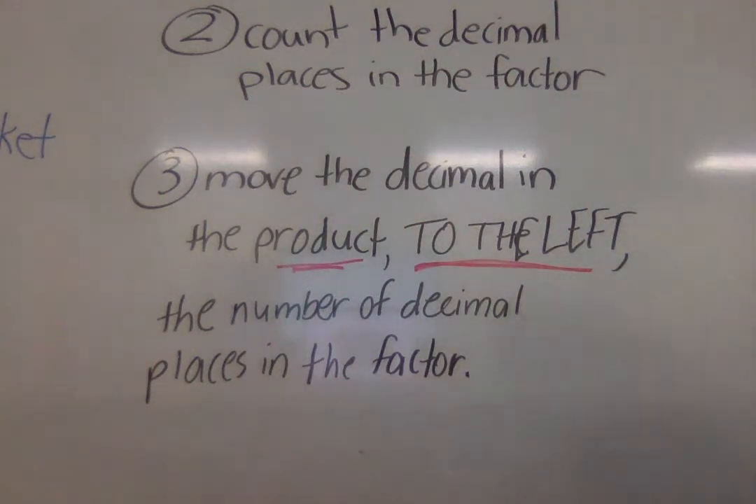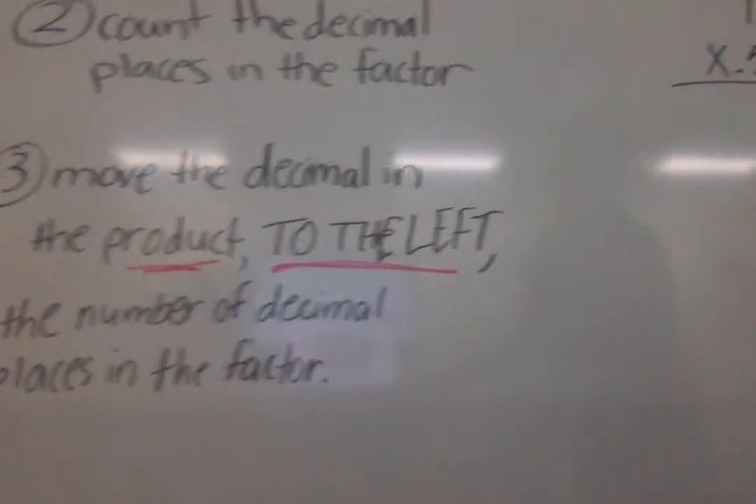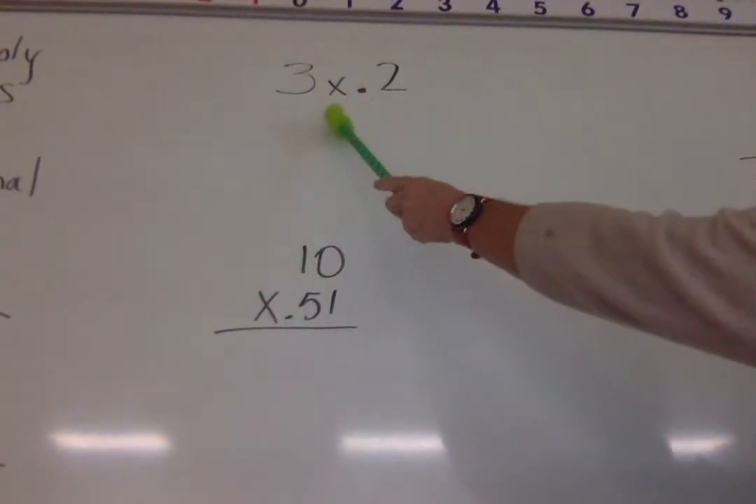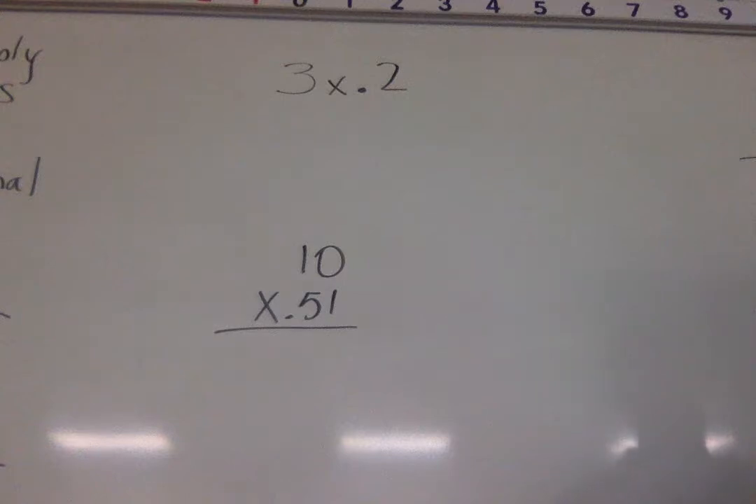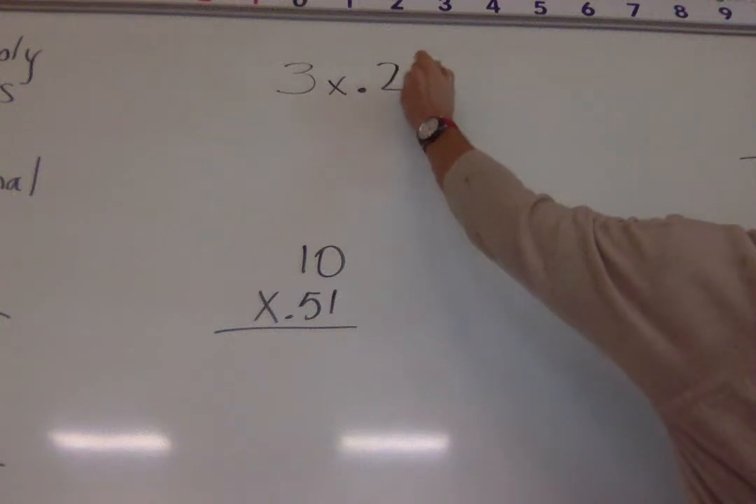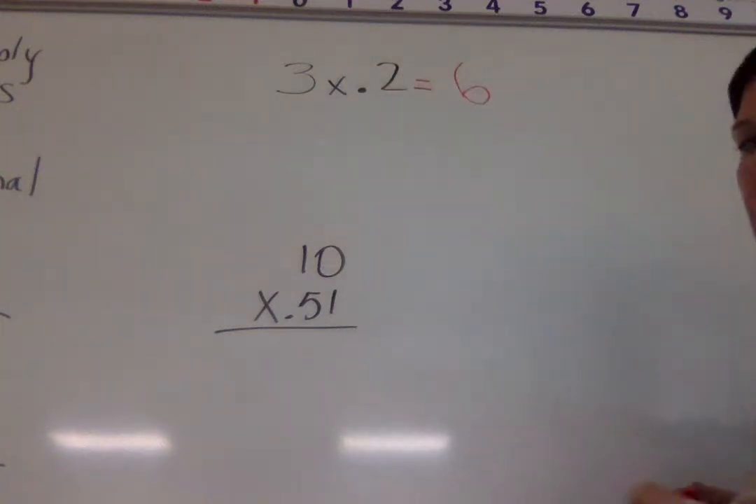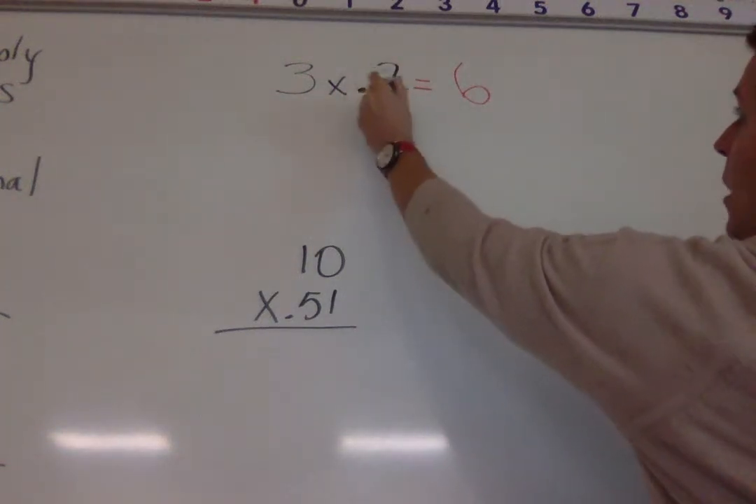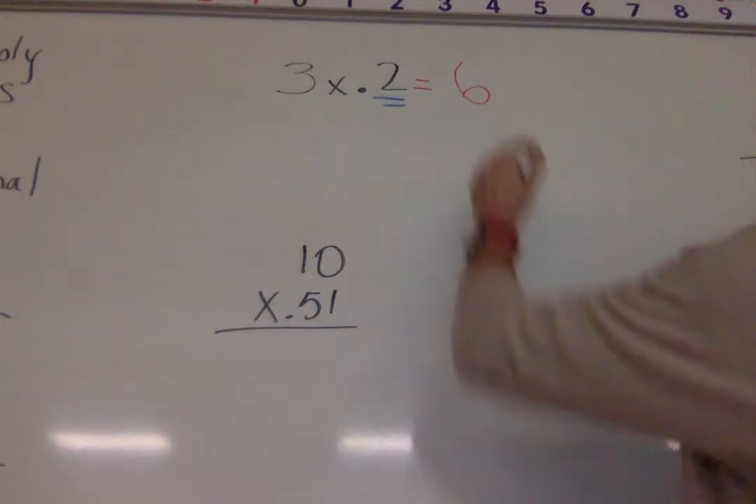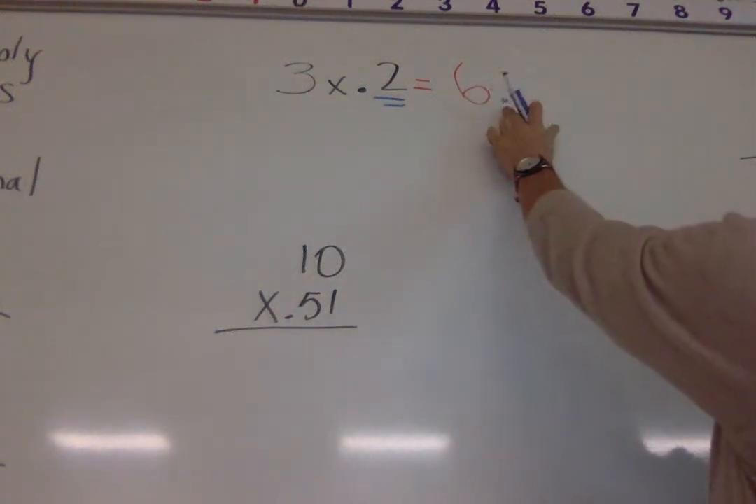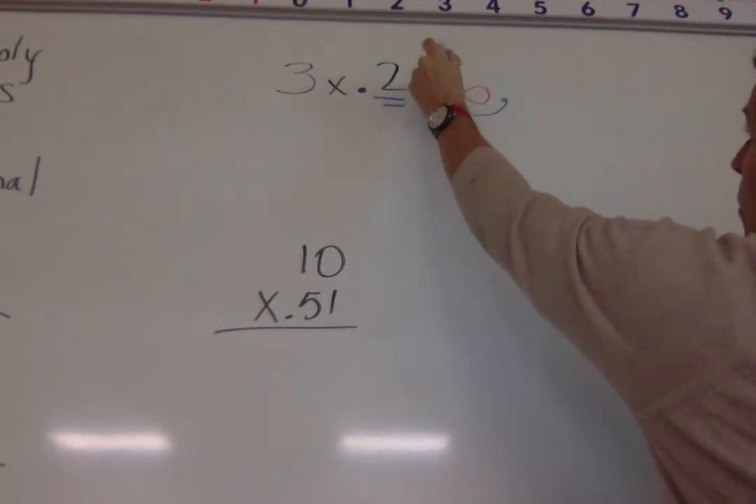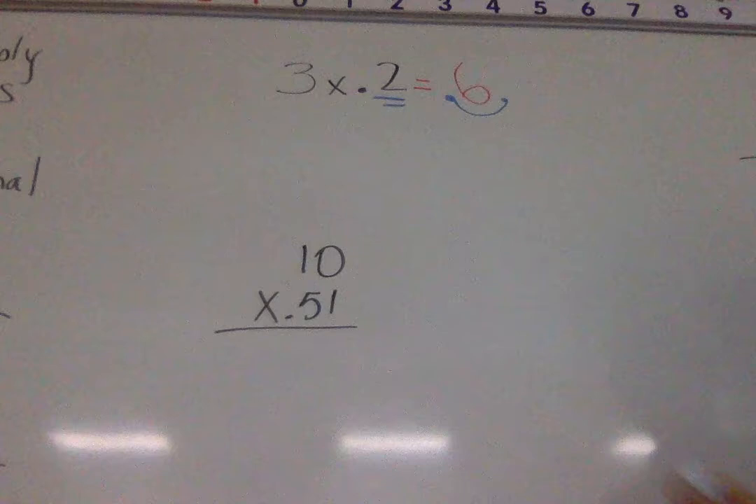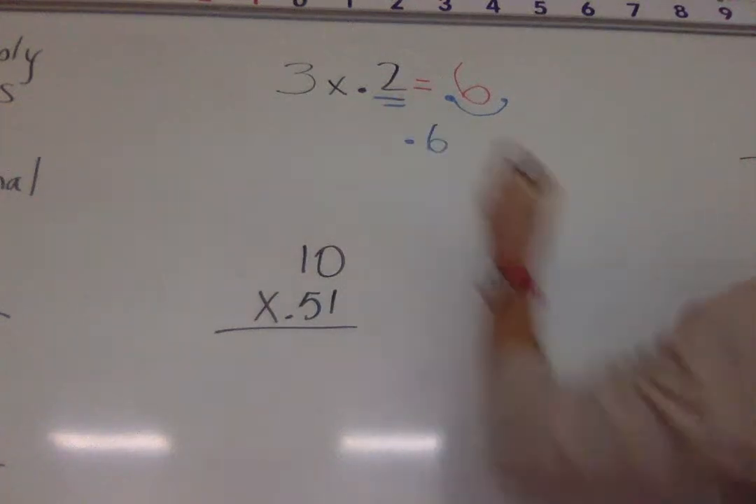So we're going to practice that now. We'll start with a really easy one. 3 times 2/10. Well, first we multiply just like normal. So that is 3 times 2. 3 times 2 equals 6. Now we count decimal places. Well, there is one place behind this decimal. So that means we're going to put a decimal at the end of our whole number and move it one place to the left. So now our answer is 6/10.